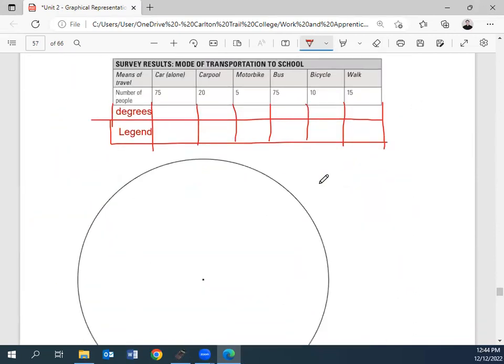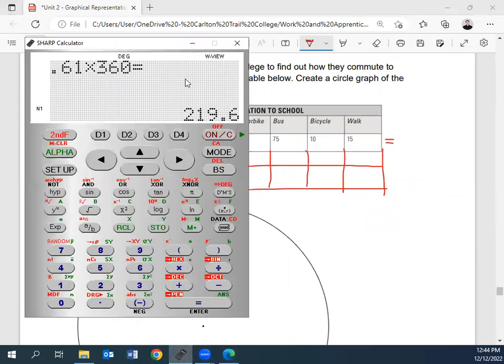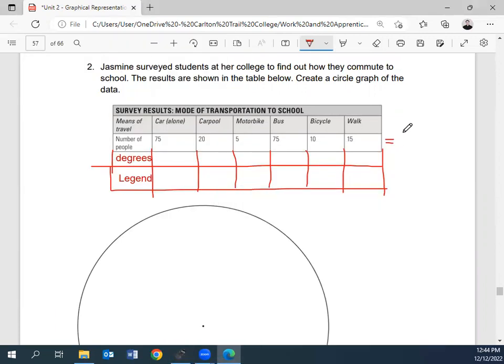So let's actually go into this now. I know I need to get the degrees, and to do that, I need the percentage. So let's figure out what percentage of our circle this is. First off, I need to figure out how many people I have at all, just to begin with. So how can I figure that out? Add them all up, right? So if I take 75 plus 200 plus 5 plus 75 plus 10 plus 15, I'm going to eventually get 200 people.